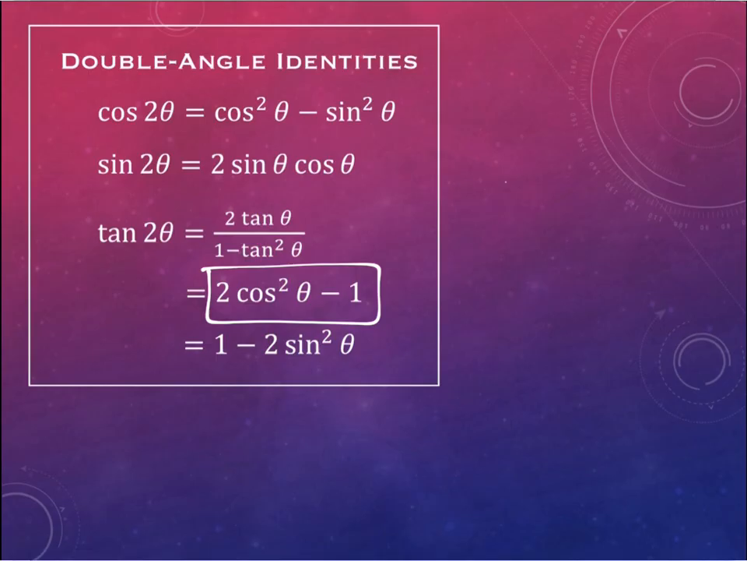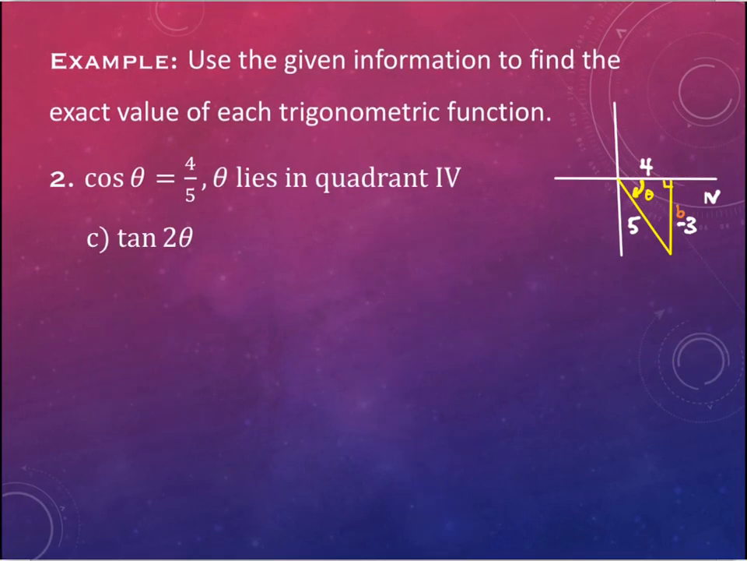Okay? Your call. All right, so we're going to use 2 cosine squared minus 1. So this is 2 cosine squared of theta minus 1. Okay, so the 2 is part of it, right? We know what the cosine value is. What's the cosine value? 4/5, thank you. It was given to us, right? It's being squared, and then we're going to subtract the number 1.